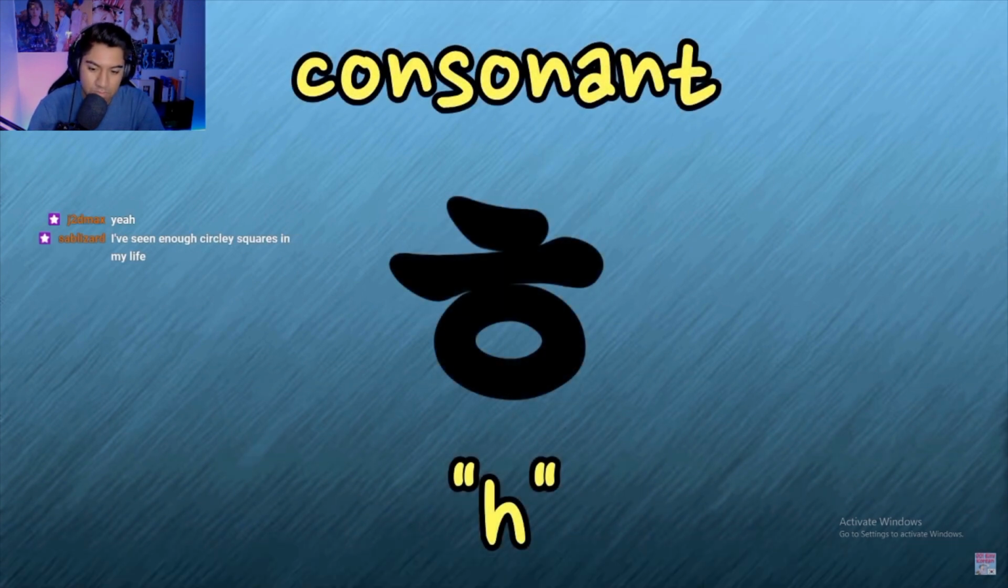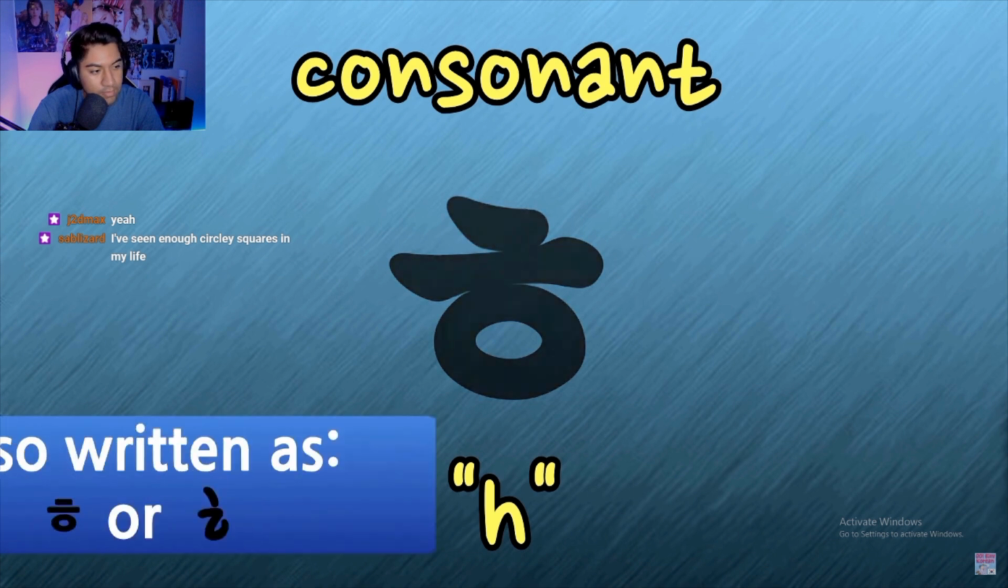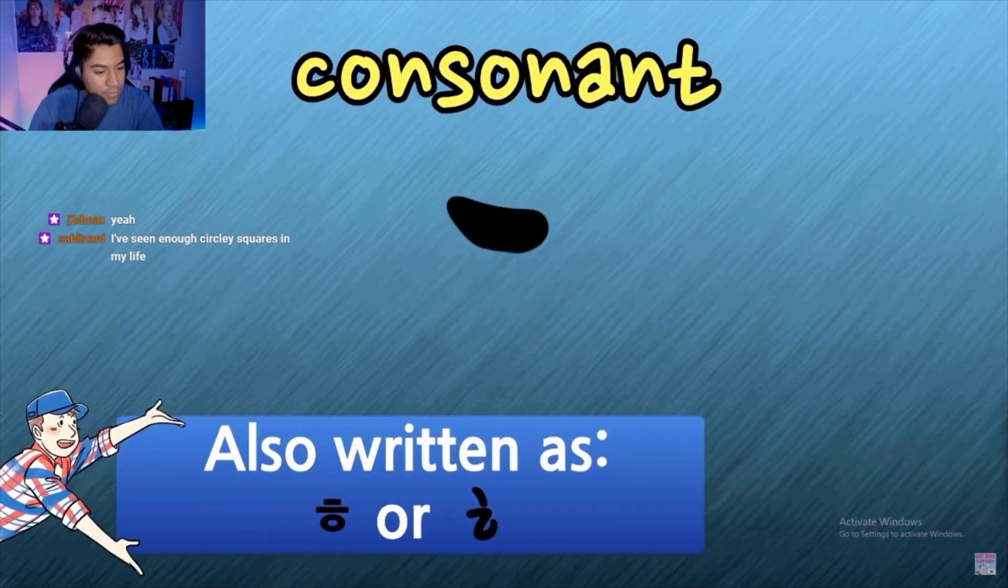Here's our last consonant for this part. First, draw a short line from the top going down.